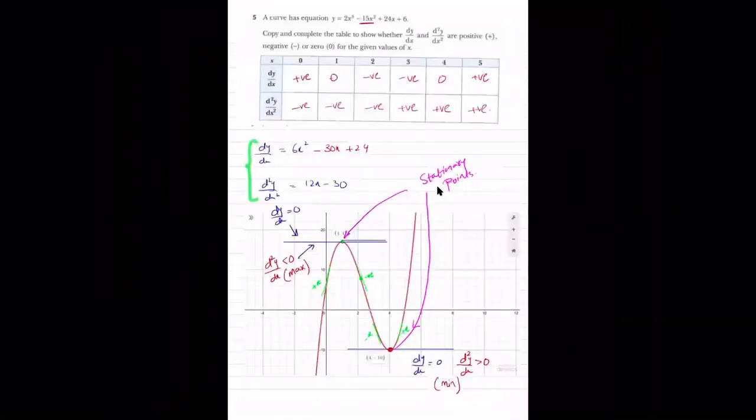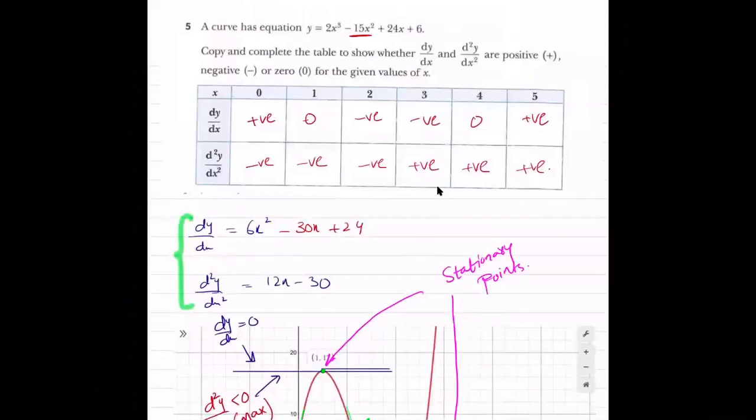If I go back to the table, I was getting the value of dy by dx as 0 when x was 1 and when x was 4. If you remember, dy by dx is the gradient function. And when the value of dy by dx came out to be 0, that means there is a stationary value occurring. At x equals 1, we have a stationary point. At x equals 4, we have a stationary point.